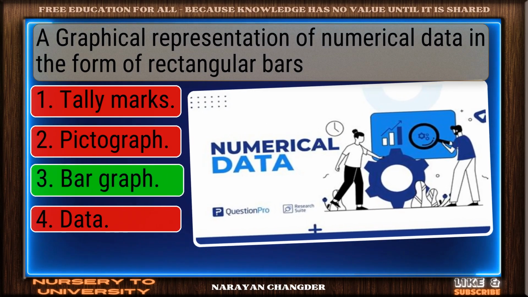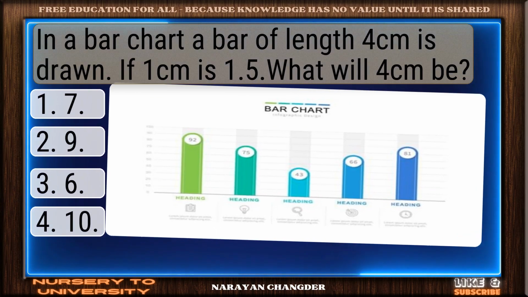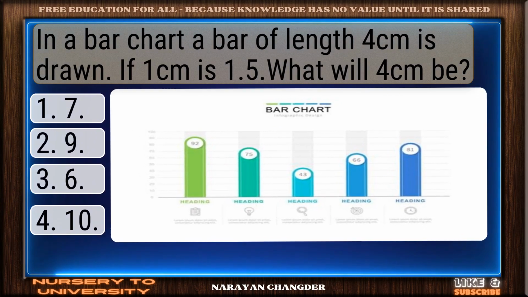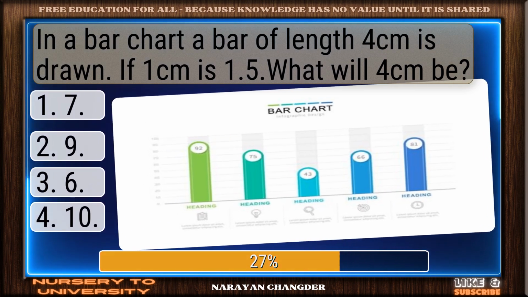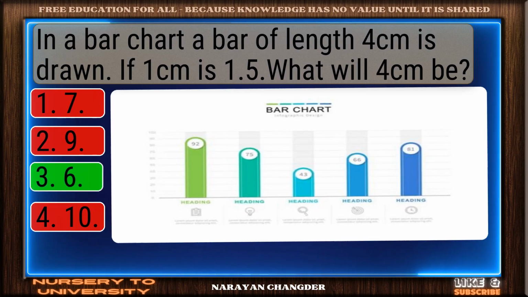Bravo. Bar graph is the answer. In a bar chart, a bar of length 4 cm is drawn if 1 mm is 1.5. What will 4 mm be? Well picked. 6 is the correct answer.